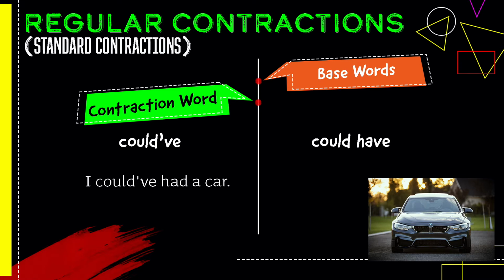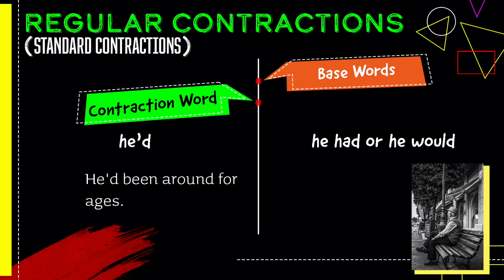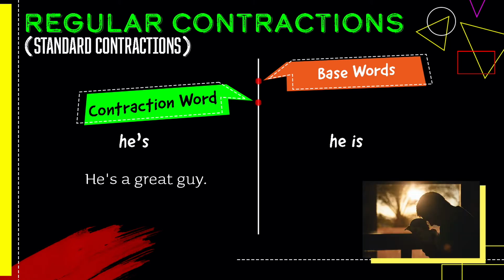Base words: could have. The contraction: could've. I could have had a car. Base words: he had or he would. Contraction: he'd. He'd been around for ages. He is. Contraction: he's. He's a great guy.